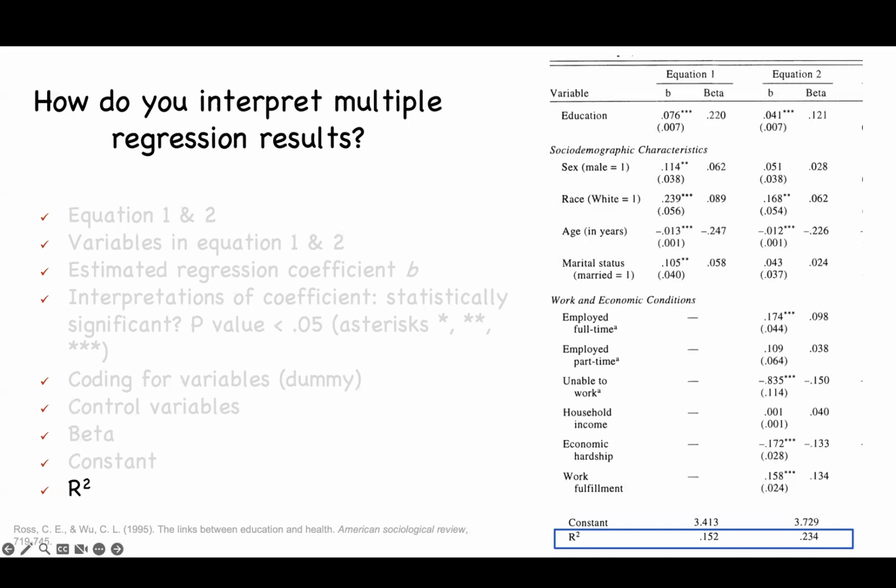R squared, this is important information. It tells us how well we can predict the dependent variable, knowing only the independent variables in the model. So with information only on the independent variables in this model, how well can we predict the dependent variable? R squared is only 0.152 in equation 1 and increases to 0.234 in equation 2.